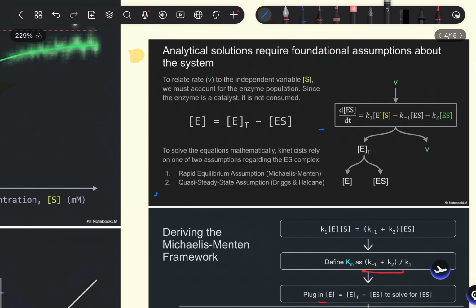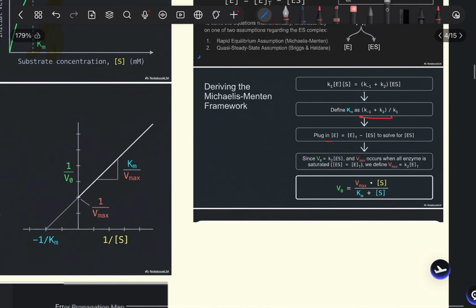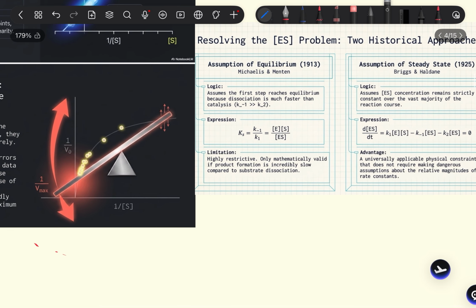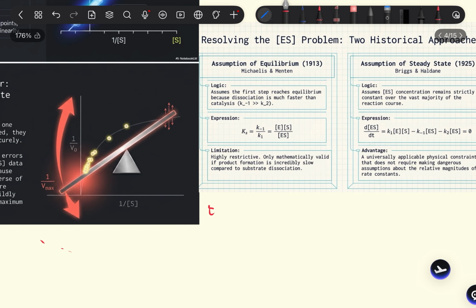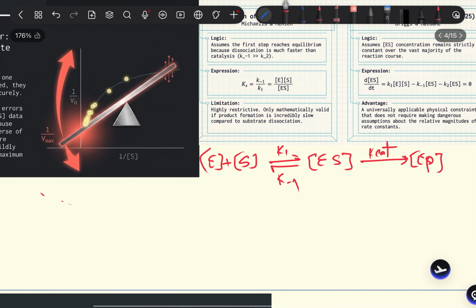Now the foundational assumptions. There are two assumptions: the rapid equilibrium model and the quasi-steady-state assumption model, which is Briggs and Haldane. Why? Let's understand. The reaction that is given to us is E plus S, with K1 and K minus 1, forms an ES complex, and after catalysis it forms a product, P, right?